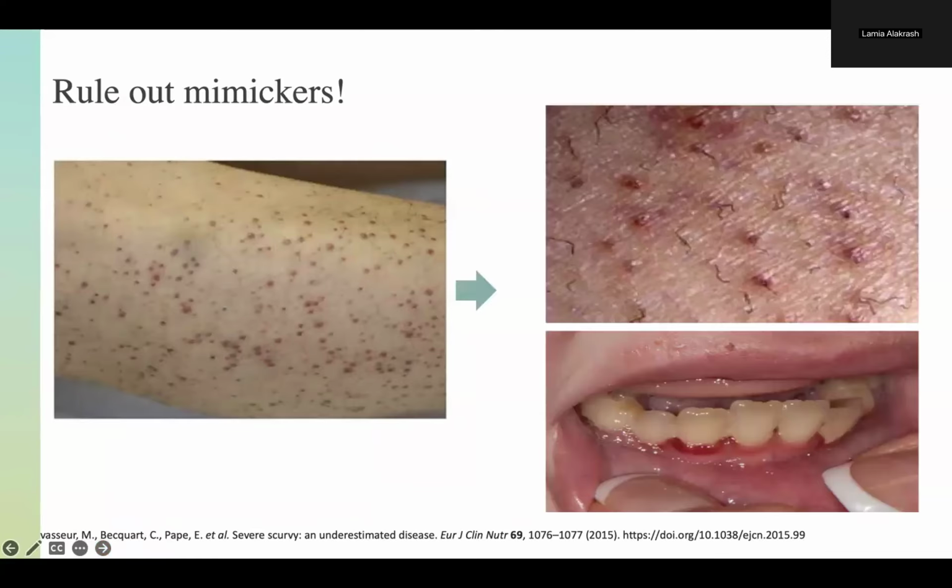Another mimicker, when you examine this patient, you can see a perifollicular petechial rash. Upon closer examination, you find the hair looks abnormal. We call it corkscrew hair. This can give you a hint about the condition. So you do a full skin examination and you find gingival bleeding. So what is the condition here? Vitamin C deficiency. Yes, I see one of you saying scurvy, correct? So this is scurvy. Excellent. So always consider mimickers.